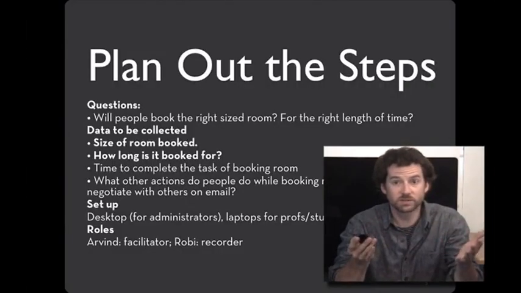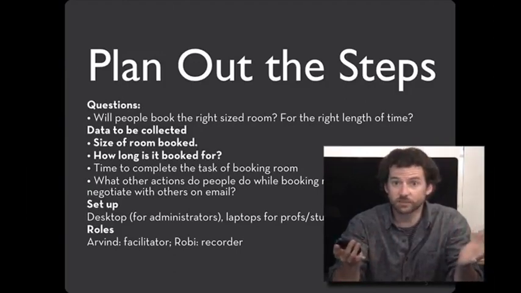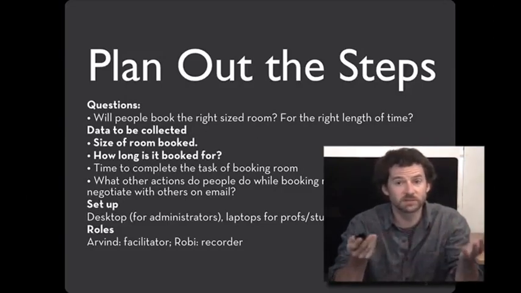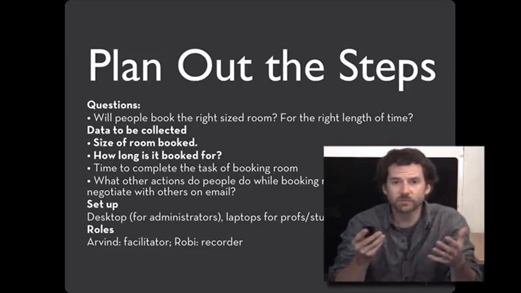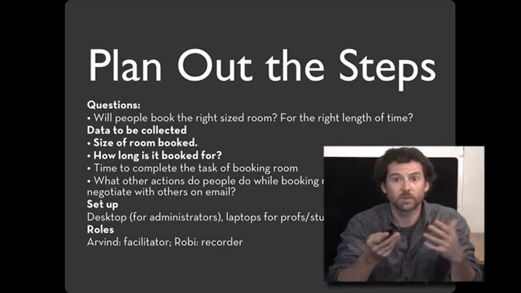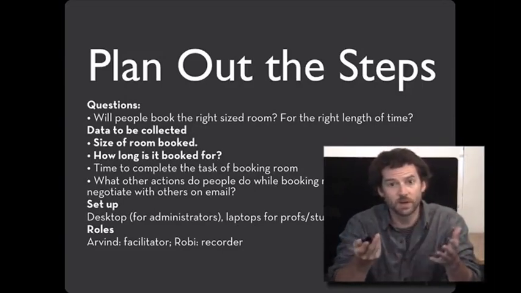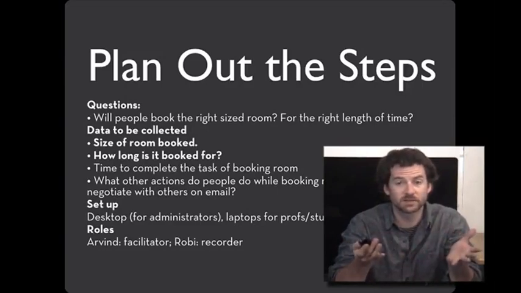So here we have some questions like, will people book the right size room and for the right length of time? And this implies some measures, the size of room that they booked, how long it was booked for. You can also get measures like task completion time, how long it took. And especially if you have realistic users, you can see how this task interleaves with other things they do. So if people are actually booking a room for an actual meeting that they need to have, you might see whether people make notes to themselves to also order food, or whether they need to coordinate with people over email first to, for example, get an approximate attendance count.